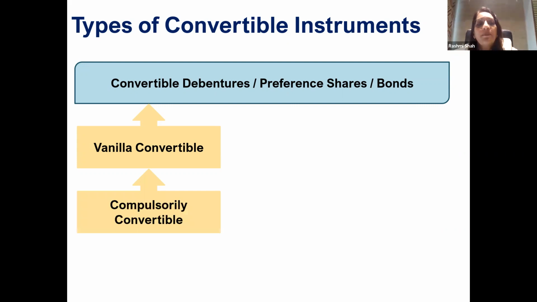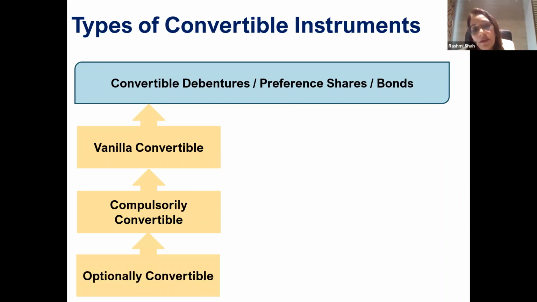The second one is compulsorily convertible or mandatorily convertible security. As its name suggests, it will definitely get converted into equity shares at maturity or earlier, whatever is mentioned in the terms of such securities.